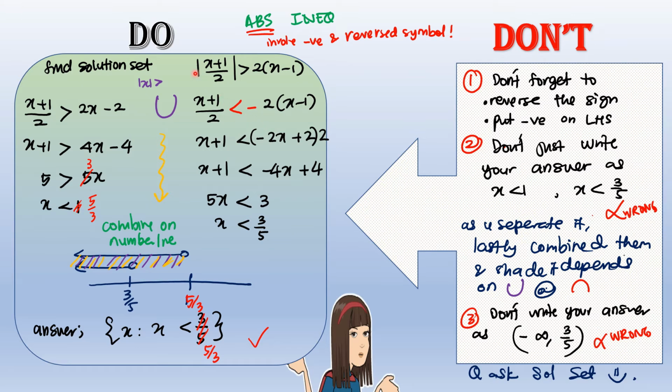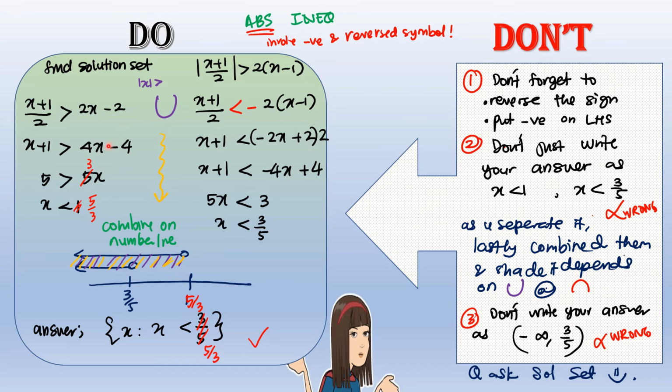Okay, as you can see here, there is no problem in front of modulus x. So it is modulus x greater, that means you have to use union. So you do the solutions. Alright, so you get x less than 5/3. So here you calculate x less than 3/5. So you combine two of them, you use union, that means our answer is x less than 5/3.